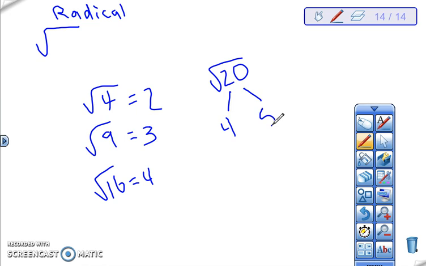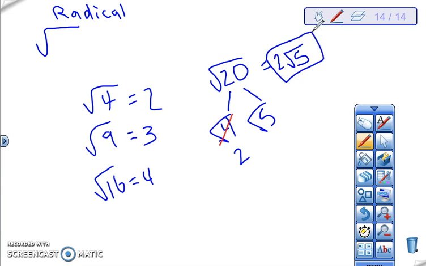I also know that if I take the square root of 4, it simplifies to 2. And finally, if I take the square root of 5, it will not simplify, right? Because 5 does not have a square root. So if I want to simplify the square root of 20, and I know that 20 is the same as the square root of 4 times the square root of 5, then the simplified version is 2 times the square root of 5.